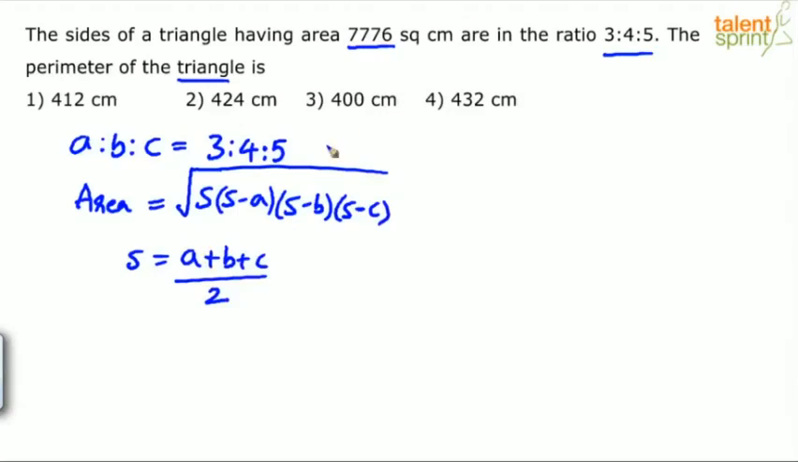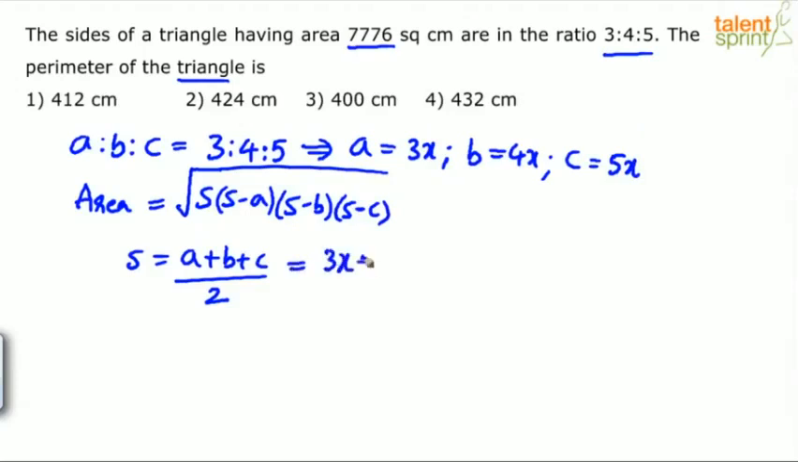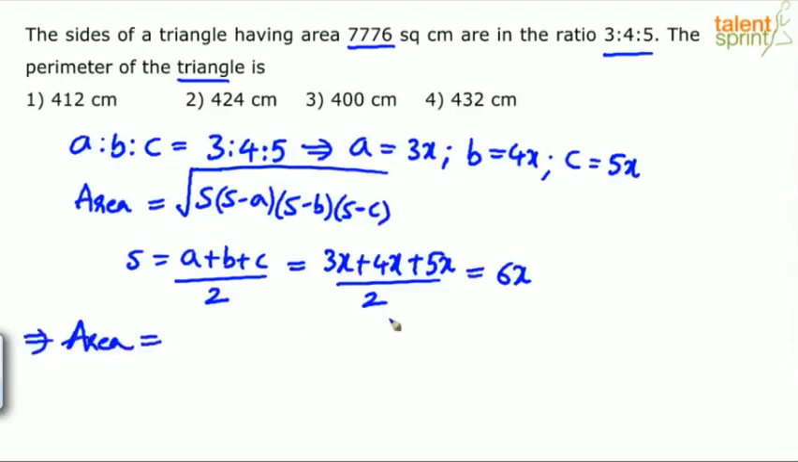Now basically, A:B:C equals 3:4:5 means what? A can be taken as 3x, B will be equal to 4x, and C is equal to 5x. So substitute. S will come out to be what? 3x plus 4x plus 5x by 2. So 12x by 2 will be equal to 6x. Semi-perimeter is 6x. So the area can be taken as root over S, 6x.